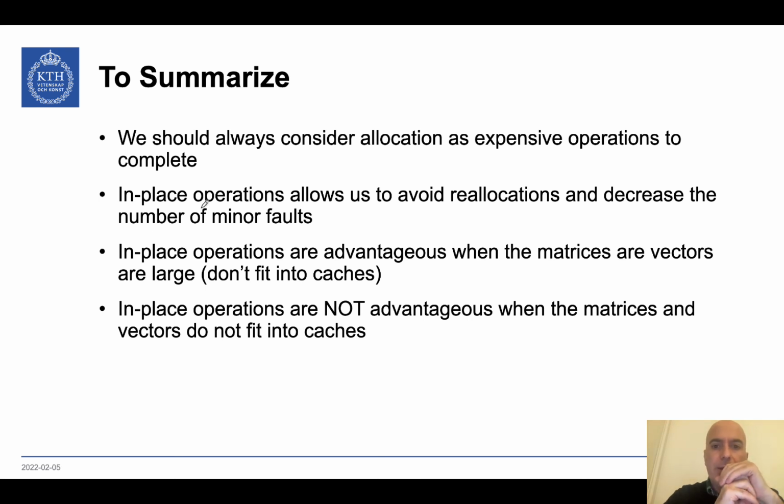To summarize, we should always consider allocation as an expensive operation to complete. In-place operations allow us to avoid the reallocation and decrease the number of minor faults. In-place operations are advantageous when the matrices or vectors are large, so they do not fit into the caches. We should not use in-place operations when the grid size is small. This is not advantageous because the data can stay in the caches and can use vectorization, which with the in-place operation we cannot do. This is the last slide of the lecture, and talk to you soon.